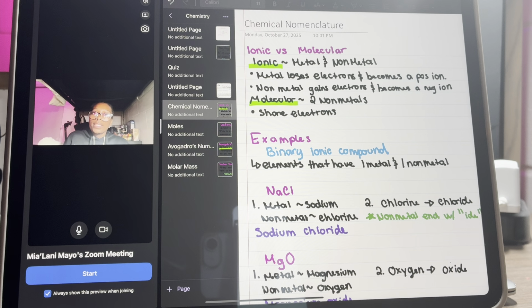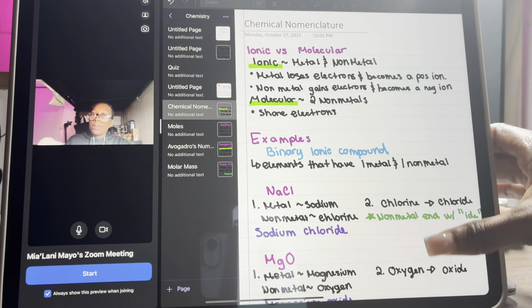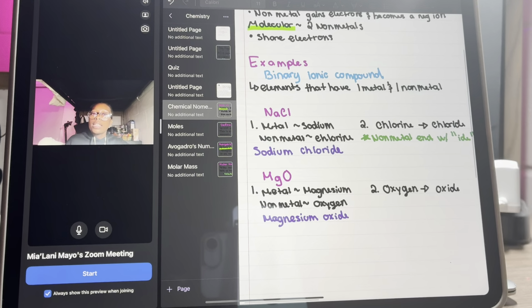An ionic compound is a metal and non-metal. The metal loses electrons and becomes a positive ion, and the non-metal gains electrons, becoming a negative ion. Molecular compounds contain two nonmetals which share electrons. For my first example, I have binary ionic compounds. These are elements that have one metal and one nonmetal.